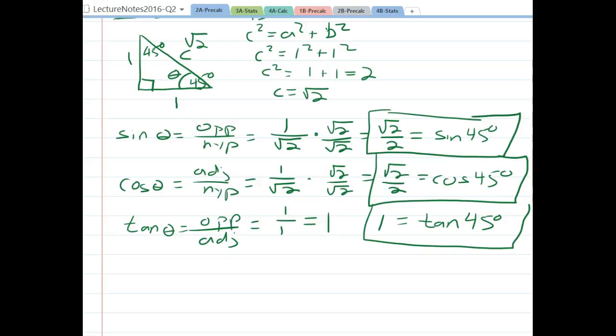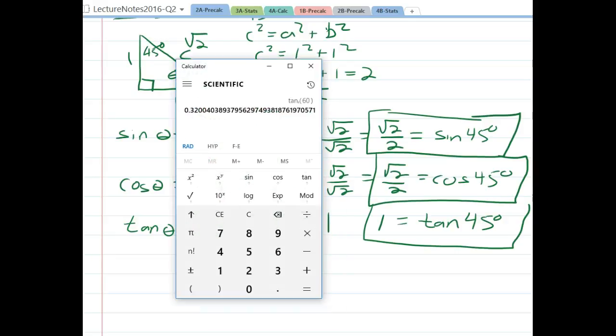If I pull up the calculator here, hopefully you can see this on the video. If I can find my calculator, there it is. So this is the calculator. Maybe you can see that. If I put myself in degrees mode, I'm in radians, but there I'm in degrees, and I hit 45 and then select tangent, it tells me the answer is 1.